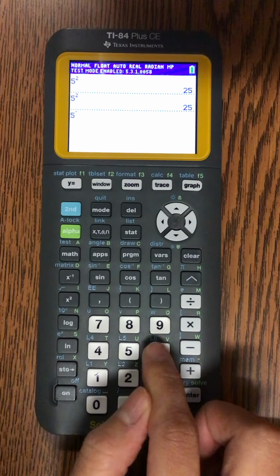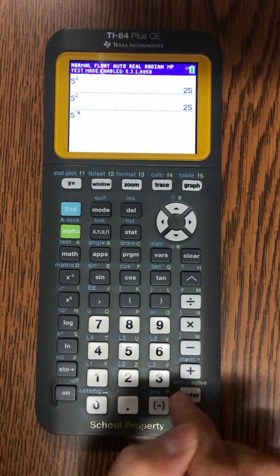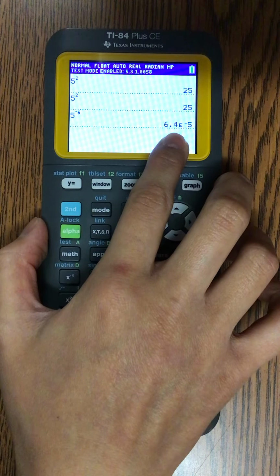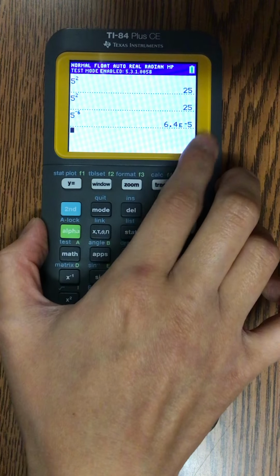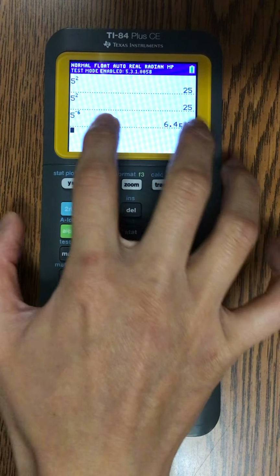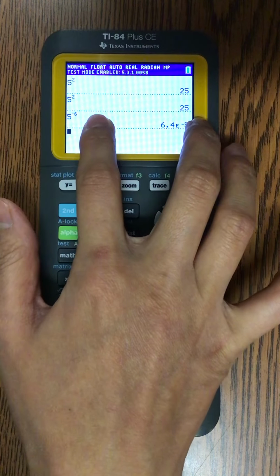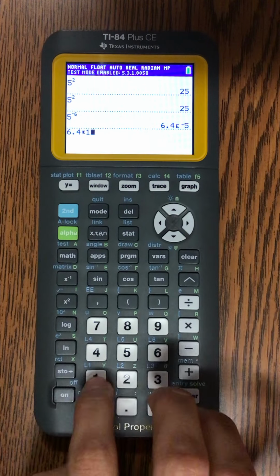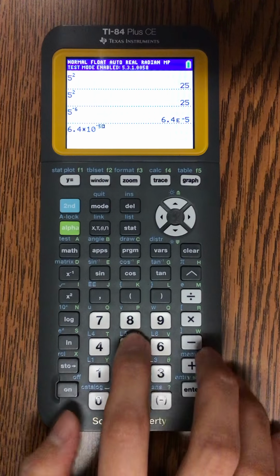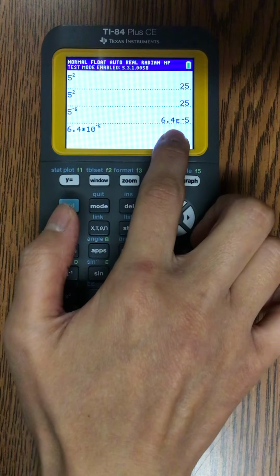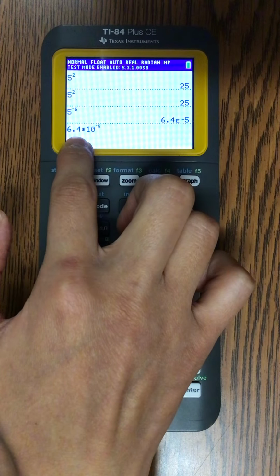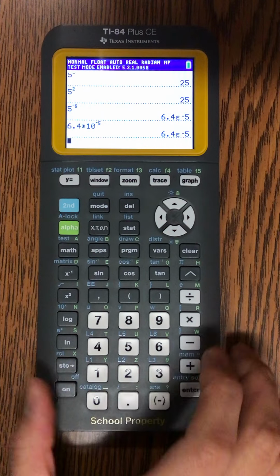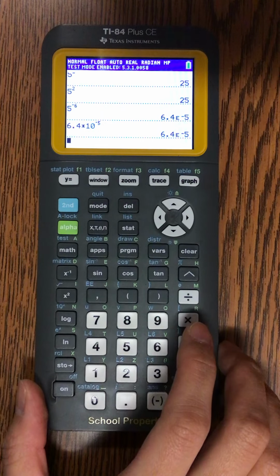This is going to work well for any other exponents. So for instance, let's say 5 to the -6 power. Now we have a nice little number. It looks like the 6.4 and -5 were not able to fit on the screen because it was too long. So this just means 6.4 times 10 to the -5th power. Always know this 6.4 would be the first number of your scientific notation, and that -5 would be the exponent of your 10. That would give you the same answer.